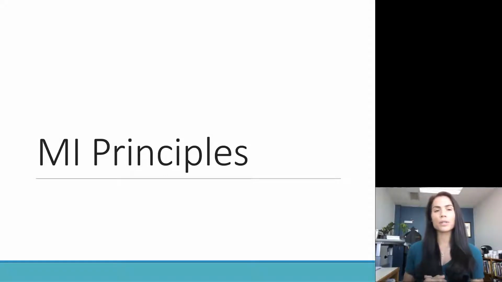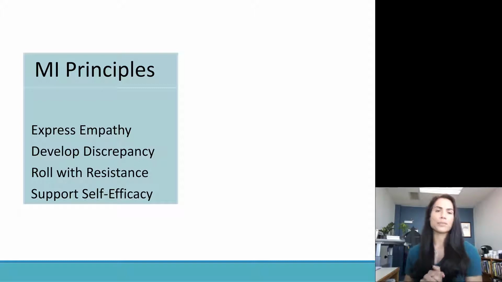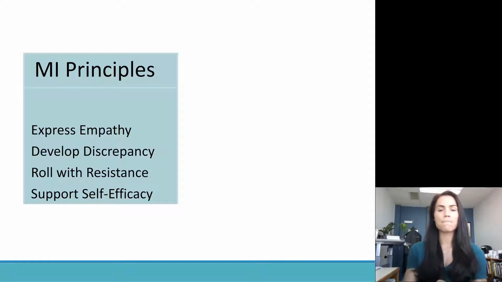In this part of the lecture, we are going to go over different MI principles. There are four primary principles we are going to discuss. The first is expressing empathy. The second is developing discrepancy. The third is rolling with resistance. And the fourth is supporting self-efficacy.